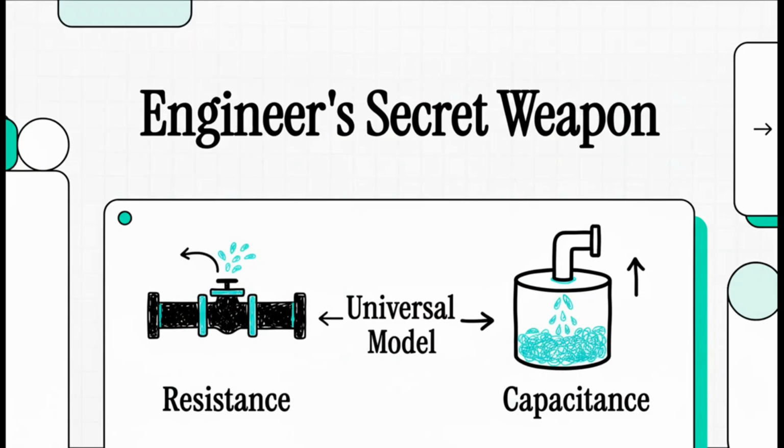So, what if I told you that the exact same simple idea can explain how water drains from a tank, how a factory robot moves with perfect precision, and how your home's thermostat works? It sounds kind of crazy, right? But it turns out engineers have a secret weapon, a universal model they use to understand and control pretty much everything. Let's dig in and figure out what it is.